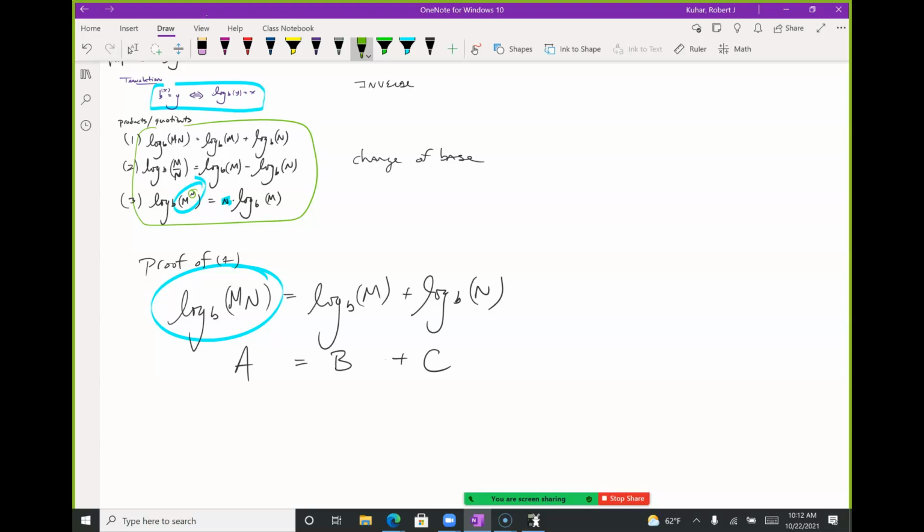Let me get my crickets here. Give me a second. Oh no.